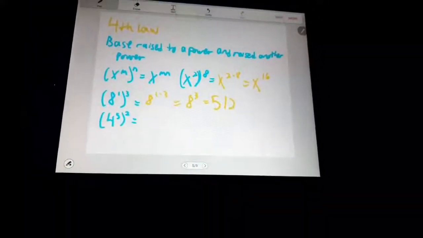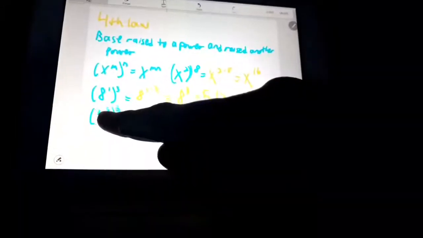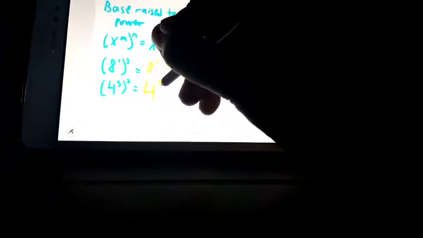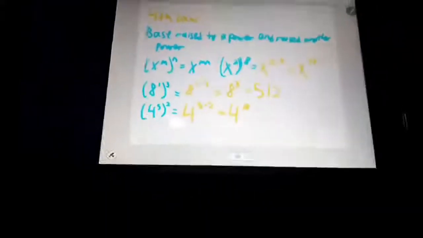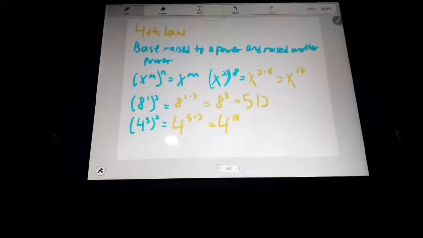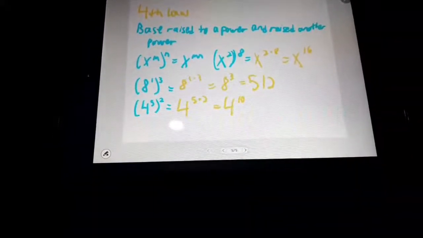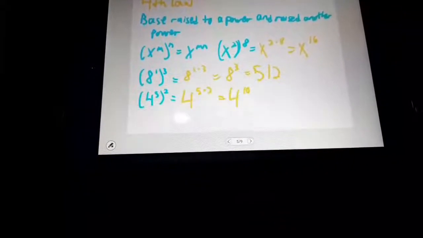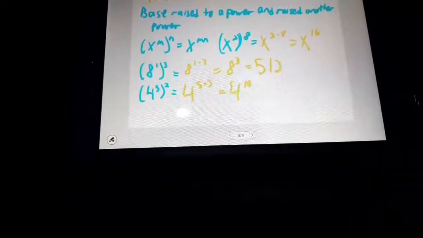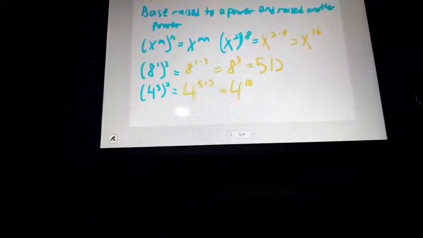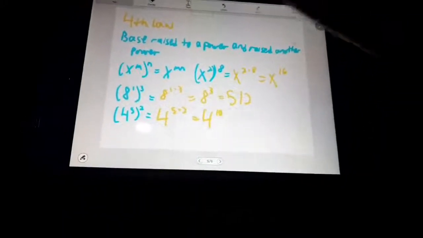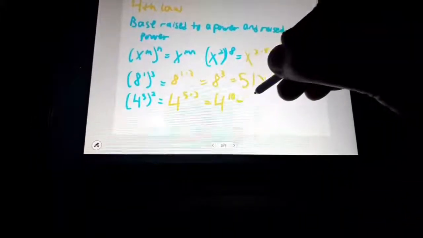Next naman po is 4 raised to 5 raised to 2. So, 4 raised to 5 times 2, or pwedeng 4 over 10, or kung gusto mo mag-simplify, magiging 1,048,576.